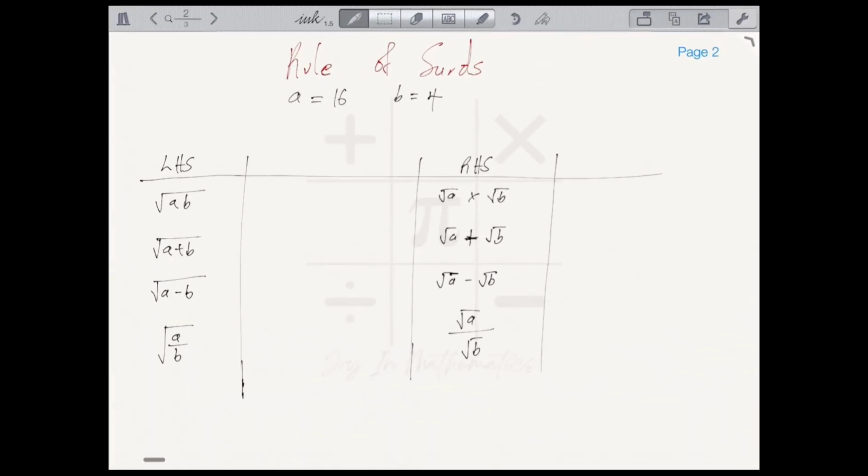In our previous video, we were introduced to surds, and how surds are a type of irrational number. Now, we want to discuss more on the rules of surds.